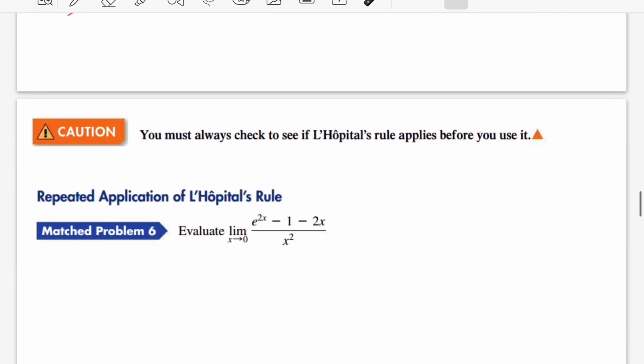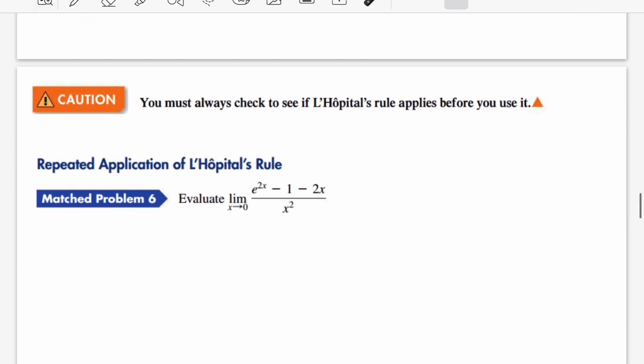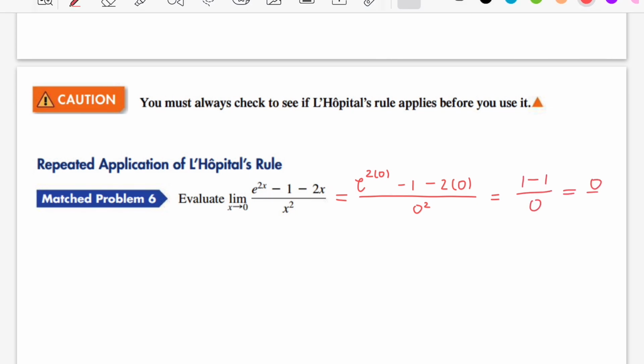All right, so let's look at this example here. What we need to do first is check to make sure that we can use L'Hopital's rule. So here we'll get e to the power 2 times 0, minus 1, minus 2 times 0, all over 0 squared. e to the power 0 is going to be 1, and this one is equal to 0, so we just have 1 minus 1 on the top and 0 on the bottom. So this is 0 over 0, so we can use L'Hopital's rule.